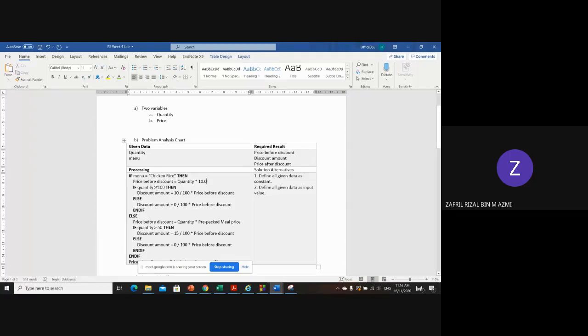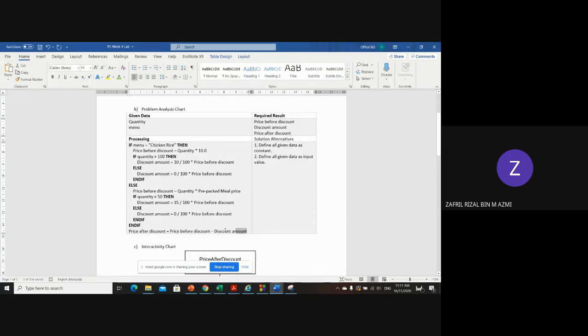If quantity more than, okay, this one is correct. So the price calculation is wrong kan? So this is okay, sorry, discount amount. Okay, correct, because kat bawah ada calculation. If you do like this then correct lah. At the end you divide by the real price kan? Then it is correct. Okay, you get the discount first. Okay, correct. Else, okay, prepared meal.